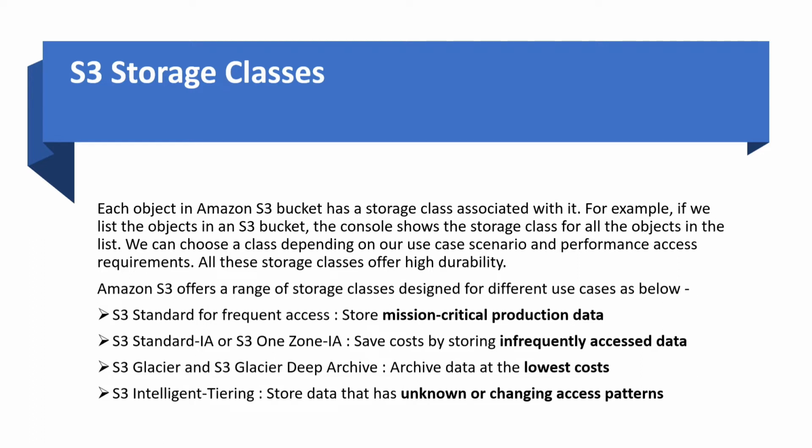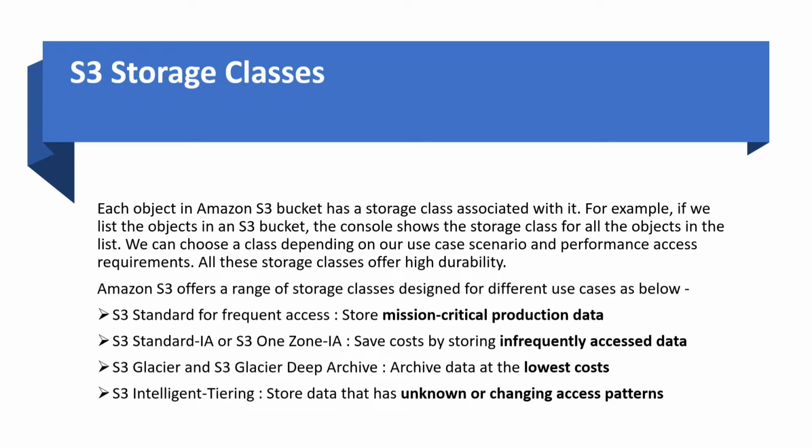Then if we want to archive and go for the lowest possible storage class while using S3, then we can go for S3 Glacier. There are total three types: S3 Glacier Instant Retrieval, Flexible Retrieval, as well as S3 Glacier Deep Archive. Again, we will be talking about this soon.